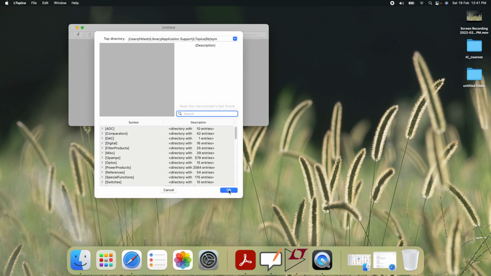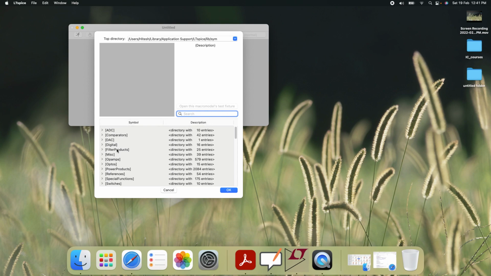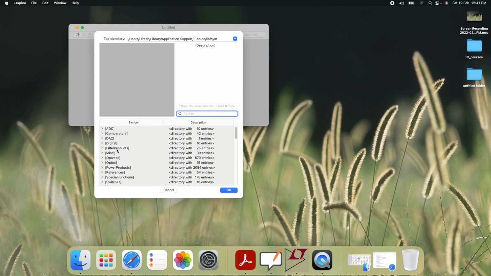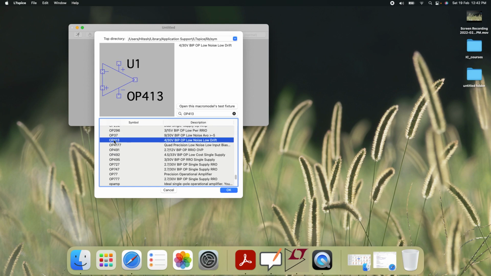When you go to components, there is a big list of components available. You can see ADC, comparators, DAC, digital, filter products, many things are available, right? And note that, let's say for your example, there is amplifier. We call it operational amplifier, which name is also written over here. But amplifier is there, and various kinds of amplifiers are available, like OP296, OP37, OP413. All these op amps have their own characteristics, and they are designed by different companies.